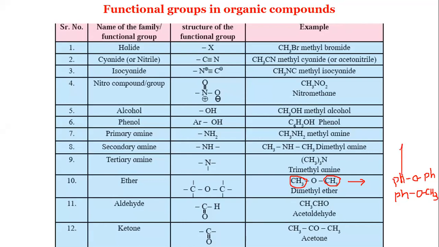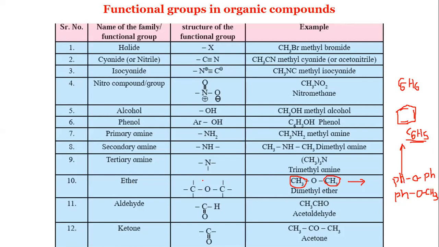This Ph group we can draw like this also, remember. It means this is a benzene, but with one hydrogen less. So what is the formula of benzene? It is C6H6, sorry, C6H6. This is the molecular formula of benzene. But in case of phenyl, one hydrogen is less. It becomes C6H5. The C6H5 group is called the phenyl group. Remember, C6H5 group is also called phenyl group.